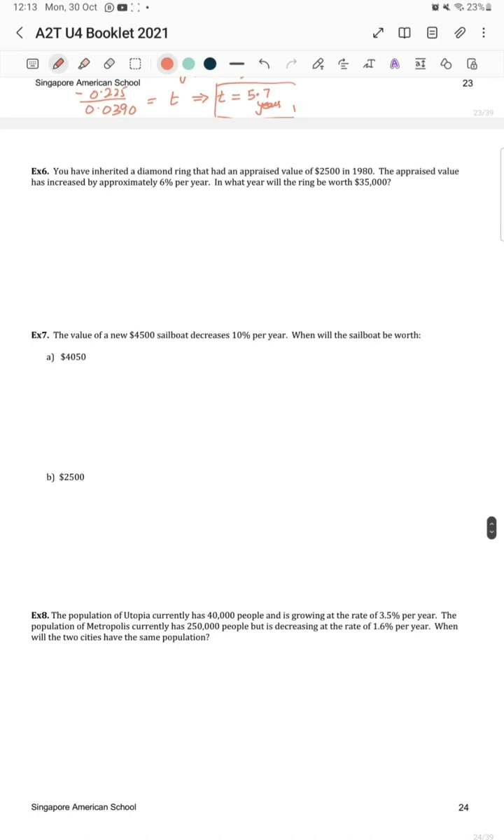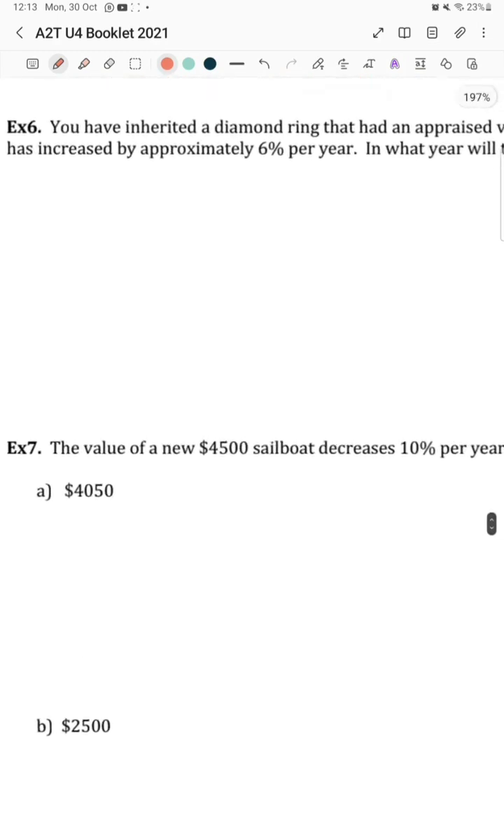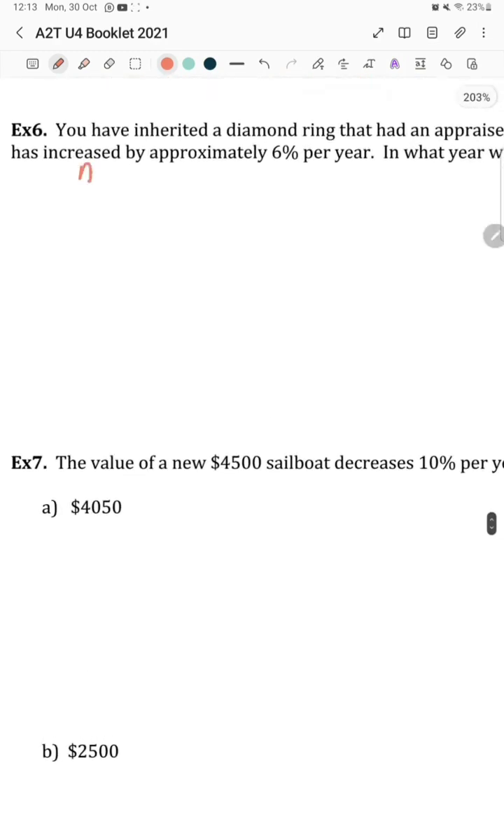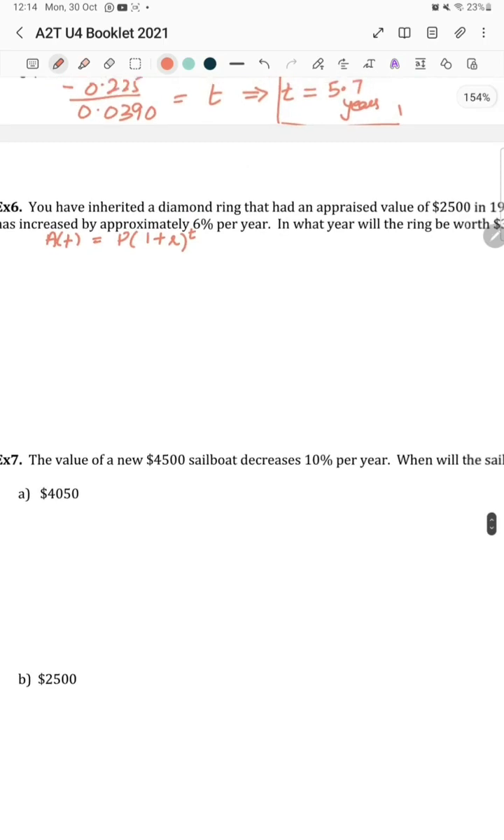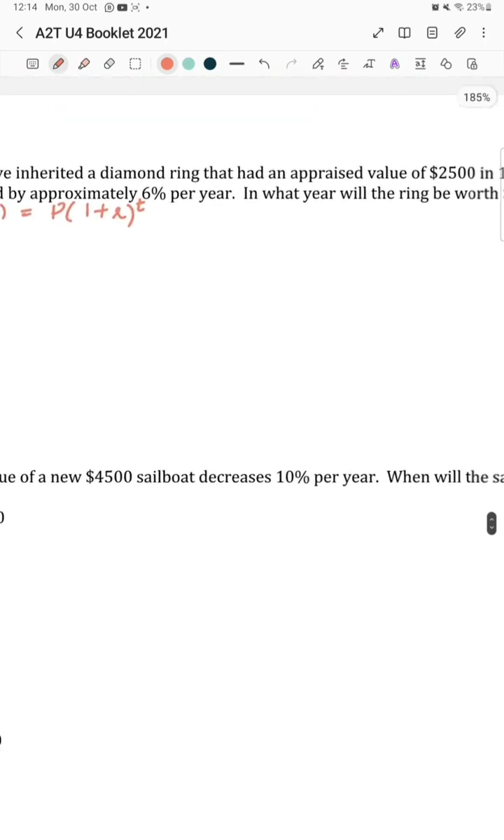Okay. You have inherited a diamond ring that had an appraised value of 2,500 in 1980. The appraised value has increased by approximately 6% per year. In what year will the ring be worth 35,000? So again the same thing is happening. We will put the formula: A of t is equal to P times (1 plus r) to the power t. So very easy.